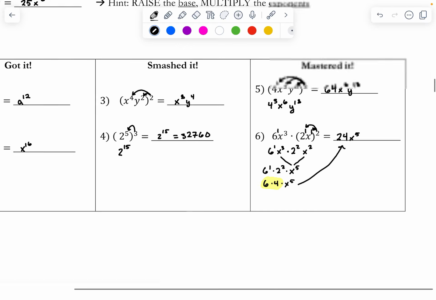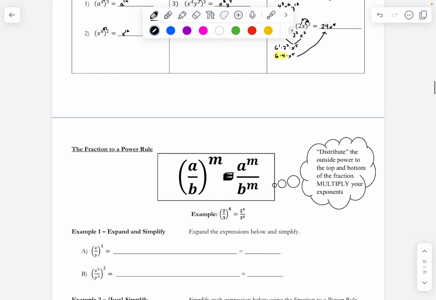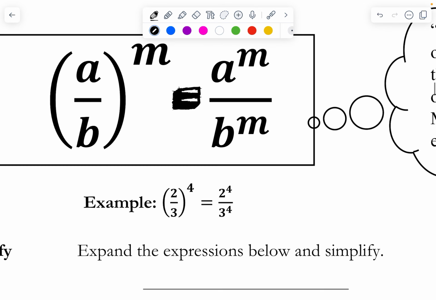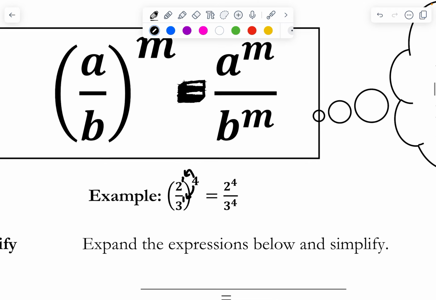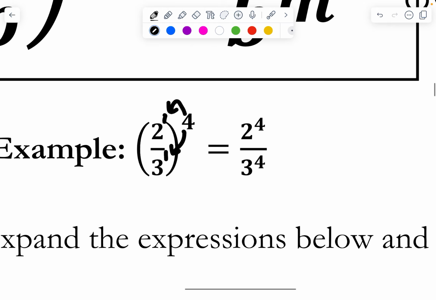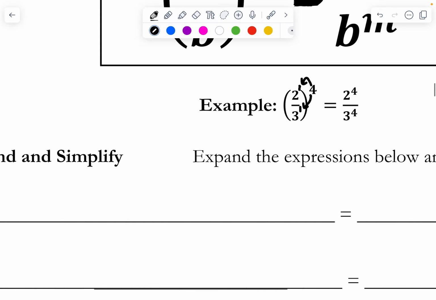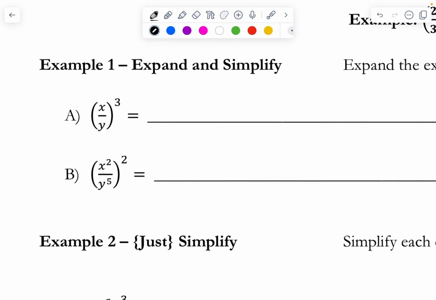All right, perfect. Let's keep going. Now, what happens when we have a fraction to a power? It's essentially the exact same thing as before. We take that power and distribute it into the exponents of every other part of this fraction, whether it be above or below, in the numerator or the denominator. So 2 to the power of 1 times 4 is 2 to the fourth. 3 to the power of 1 times 4 is 3 to the fourth. So let's see what that looks like.